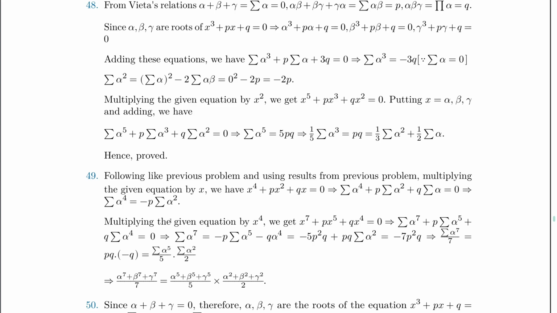And we multiply the given equation by x to the power 4, we obtain x to the power 7 plus px to the power 5 plus qx to the power 4, and so we have sigma alpha to the power 7 plus p sigma alpha to the power 5 plus q sigma alpha to the power 4, and now sigma alpha to the power 7 is equal to minus p sigma alpha to the power 5 minus q sigma alpha to the power 4. Now we know that sigma alpha to the power 4 is equal to minus p sigma alpha square. So it becomes minus 5p square cube plus pq sigma alpha square, and thus we have our result here.